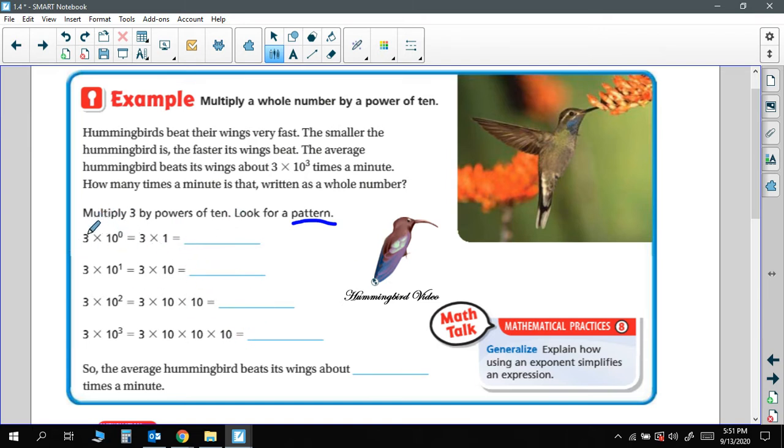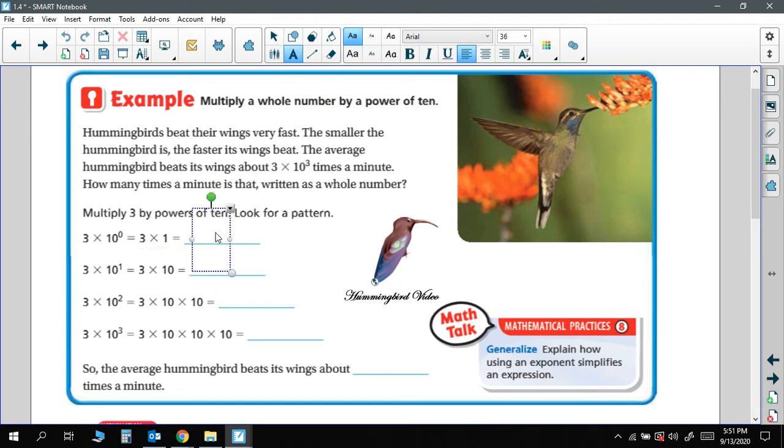So the first part, they have 3 times 10 to the 0 power, so that would be like 3 times 1, which, wow, making it real hard on you guys, aren't they? What is 3 times 1? You got it. It's 3. Okay? The next one then would be 3 times 10 to the first power, and that would be like 3 times 10. So what's 3 times 10? That's 30.